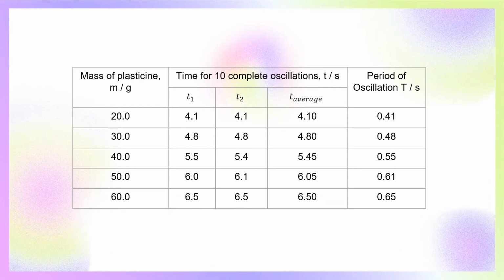This is an example of the result. We have the mass of plasticine here, the time for 10 complete oscillations, and we have T1 and T2 and also T average. So how do we calculate the T average? T1 plus T2, divided by 2. So we will get the T average. Okay, next we have the period of oscillations.